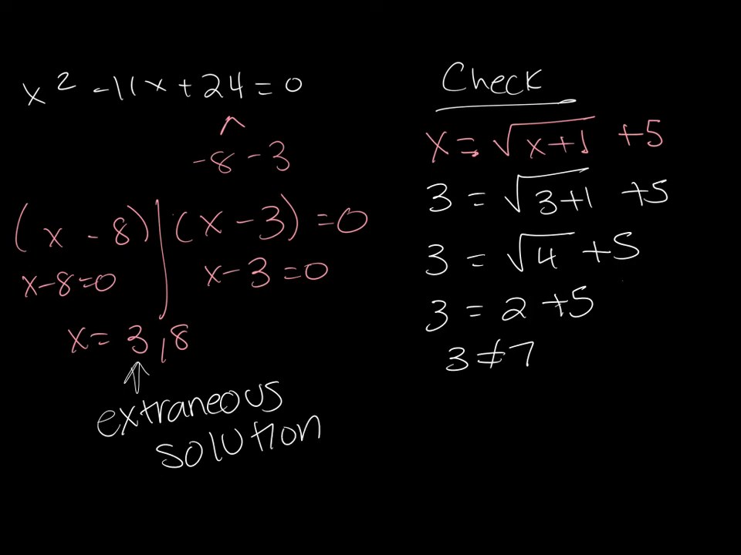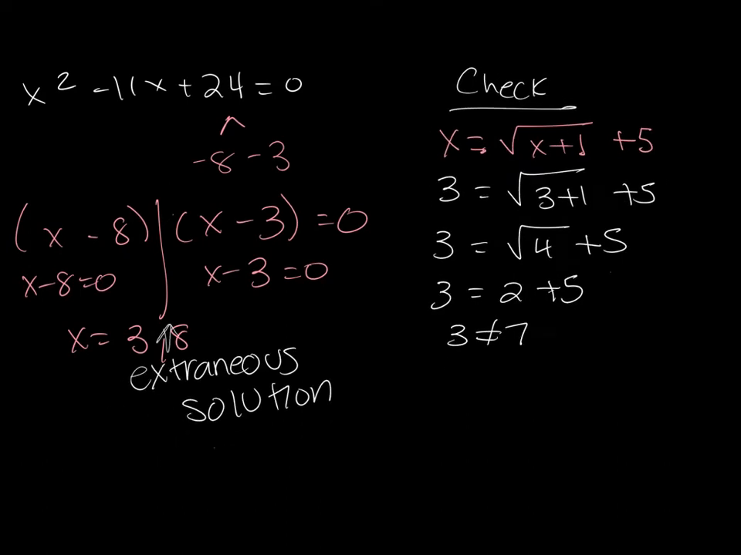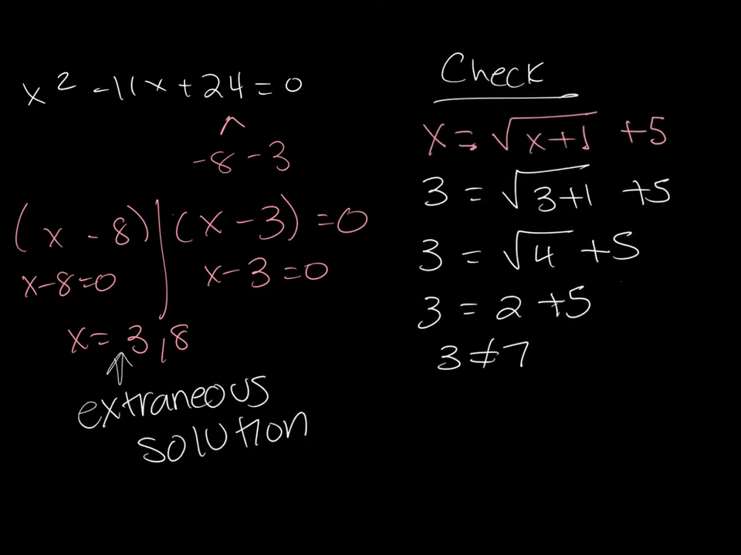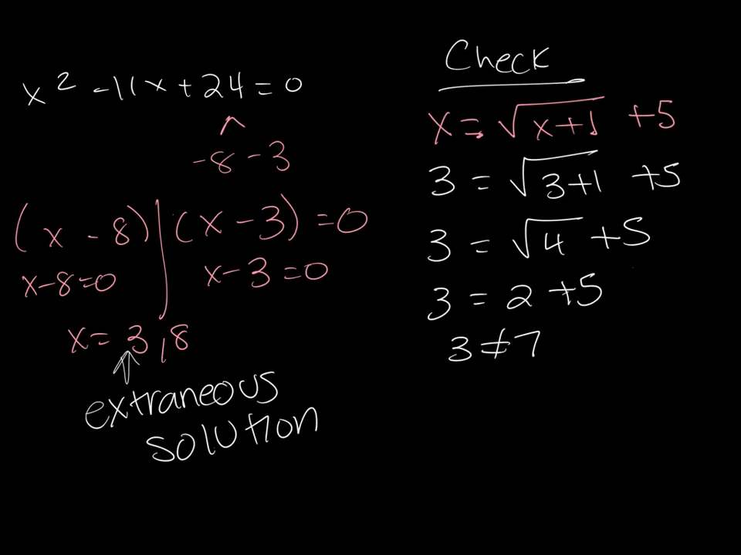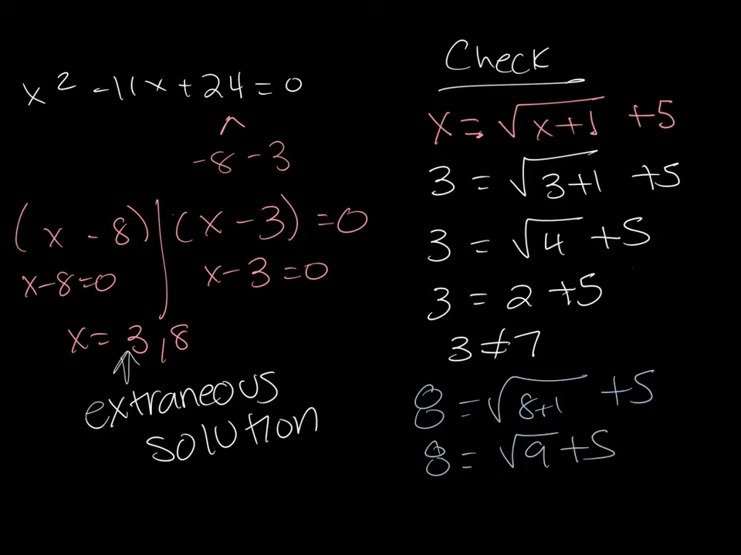Okay, so let's make sure that 8 doesn't have an extraneous solution. We're going to do the same thing, but with 8. So we're going to get 8 equals the square root of 8 plus 1, plus 5. Well, the square root of 8 plus 1 is the square root of 9, plus 5. Well, 8 equals 3 plus 5. So 8 is my only answer.